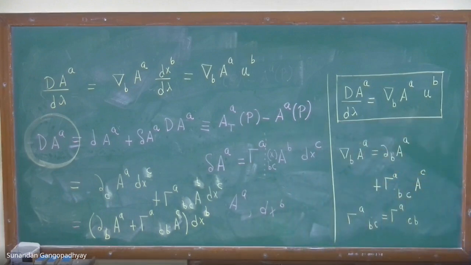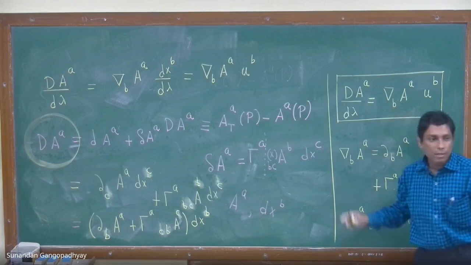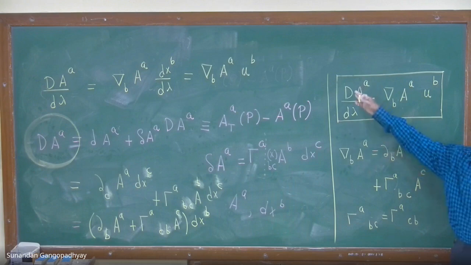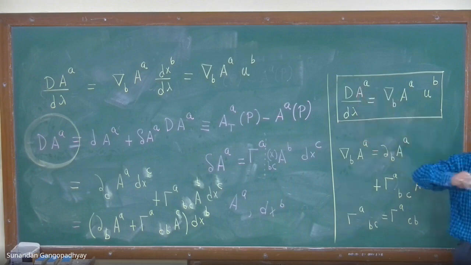Mixed tensor, but what type? 1, 1, 1, 1. So this is a tensor of type (1,1). We are demanding that this must be a tensor of type (1,1). And that is how we have actually defined the differentiation of two vectors.